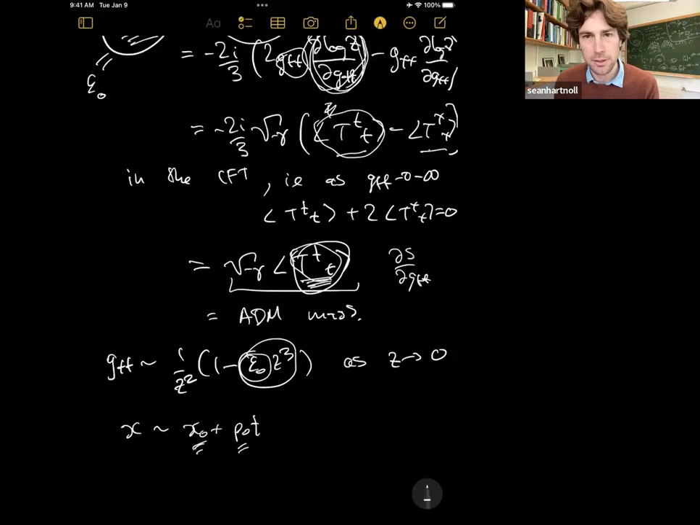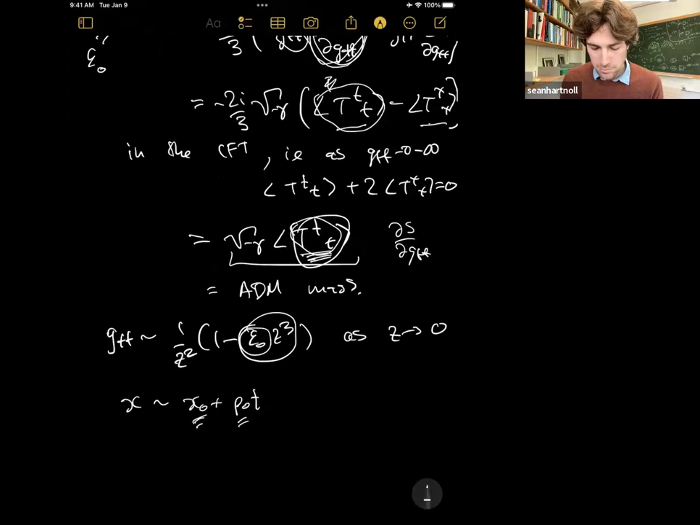I don't think this is unconventional. There may be other ways of doing it, but it's just like with fields, right? The leading term of the field is the source, and the subleading one is the VEV of the dual operator, which is like the momentum.